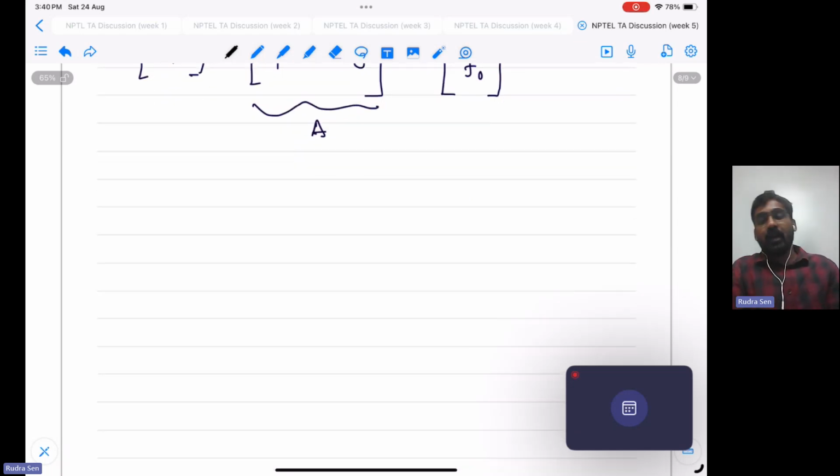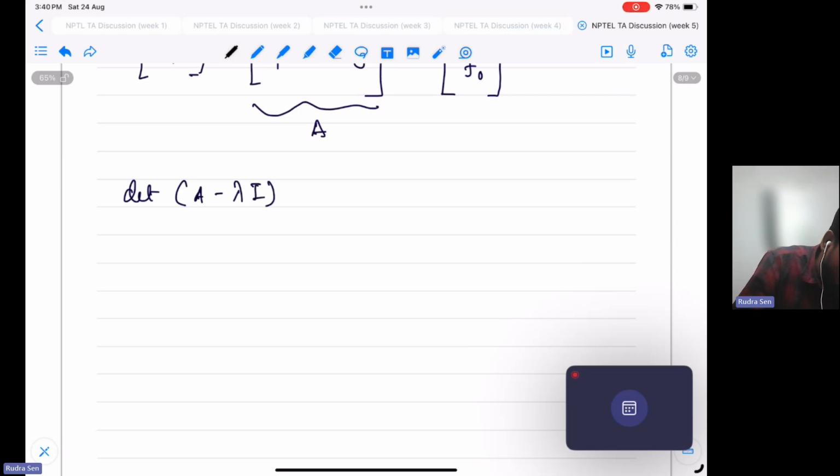So now, using diagonalization, we can do it easily. So first, what should we do? We have to find the eigenvalues. So for eigenvalues, what should we do? A minus lambda I equals 0, right?